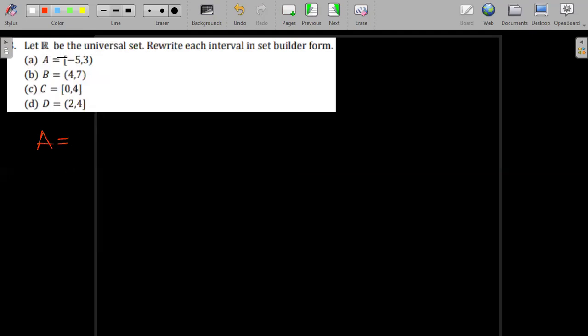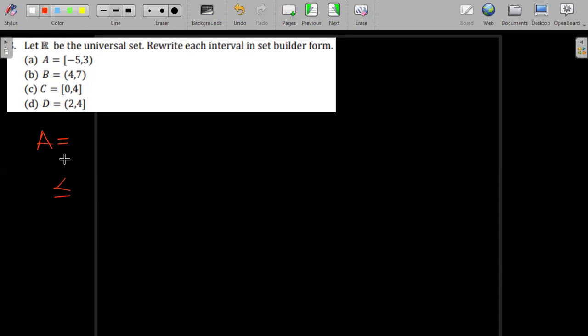Remember, the square bracket means that when we write the less than or equal to symbol, this 5 is part of the interval.